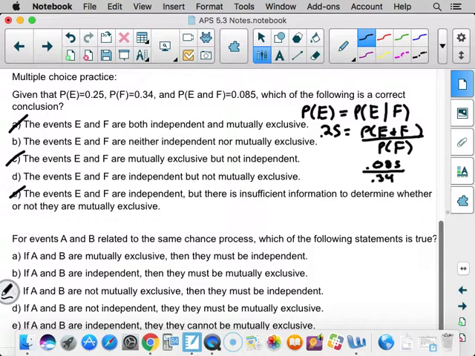And look at that. They're actually exactly the same. So they are independent. That knowledge of F happening had no impact on E happening. So they are in fact independent, which would make it D.